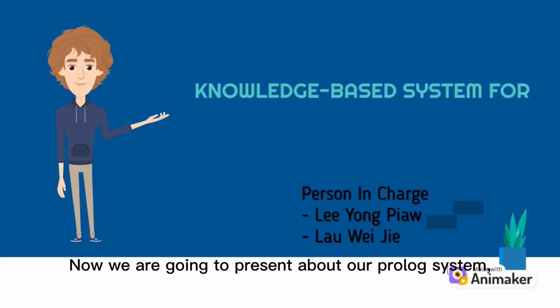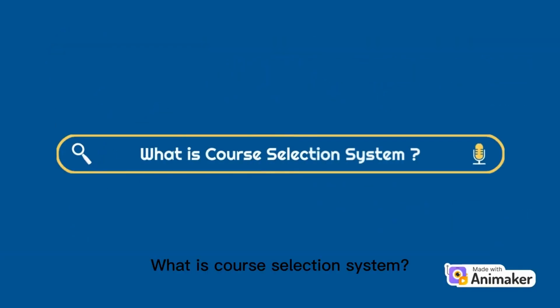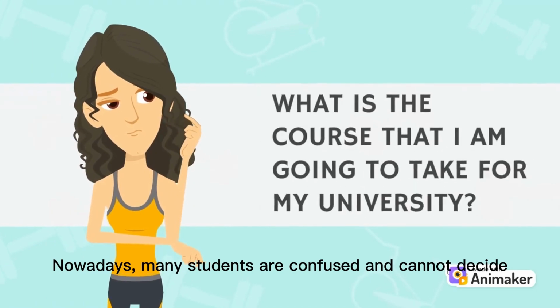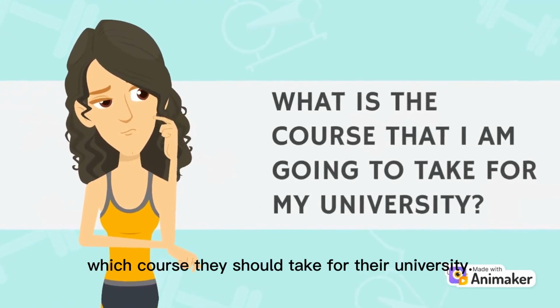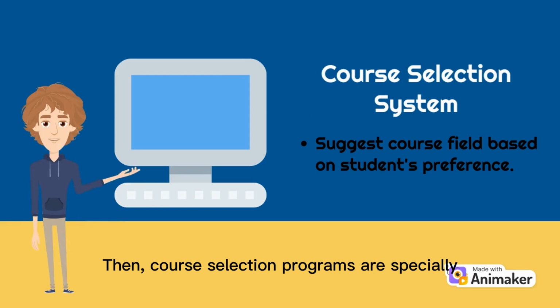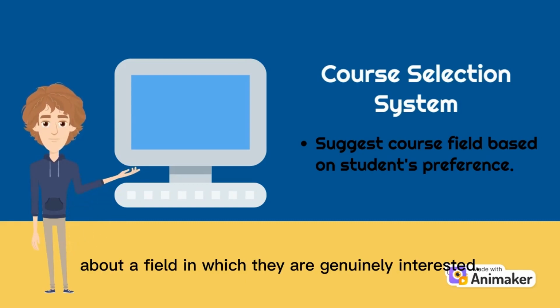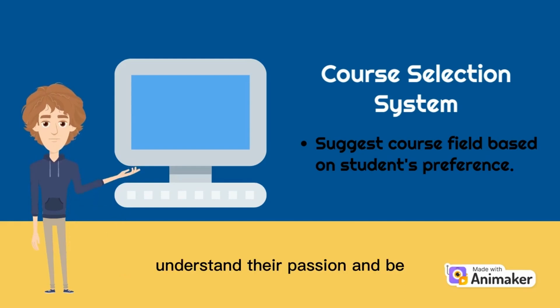Now we are going to present our Prolog system, which is a node-based system for course selection. What is a course selection system? Nowadays, many students are confused and cannot decide which course they should take for university. Course selection programs are specially designed to suggest course fields to users based on their preferences. The right course selection can assist students in pursuing their interests and learning more about a field in which they are genuinely interested. Students must understand their passion and be certain of the path they want to take.